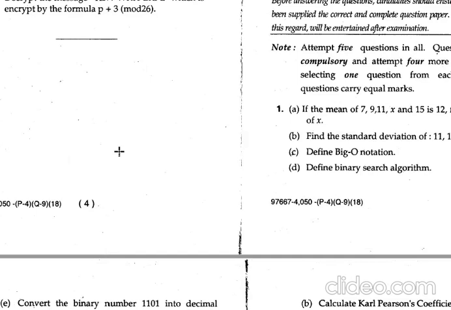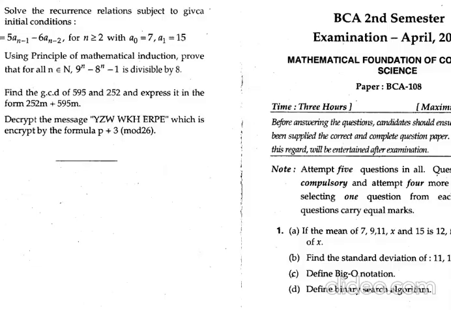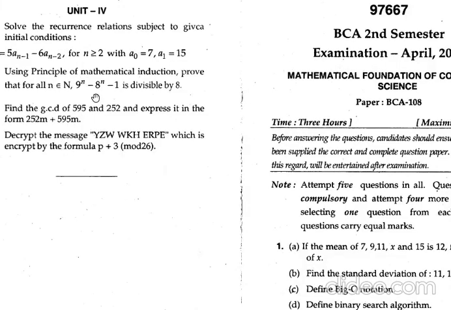I have already discussed these topics, just prepare them. And you can see here this is a 2 marks question: define LHR or WCC, and find the first four terms of this equation. So 2 marks, 2 marks, 4 marks is here. And also 16, 16, 32, total 36 marks question, right? Just prepare your fourth unit.